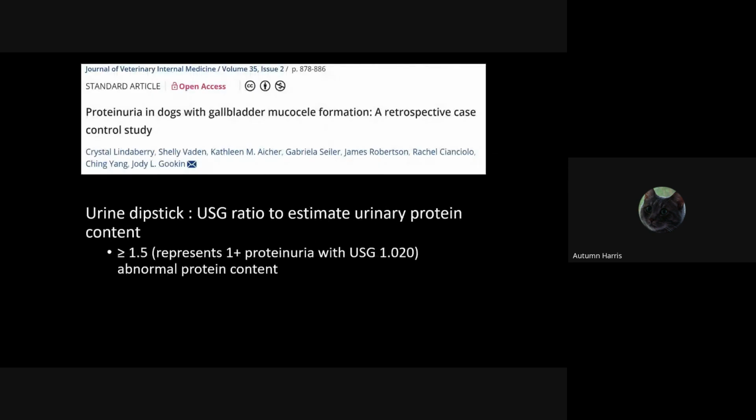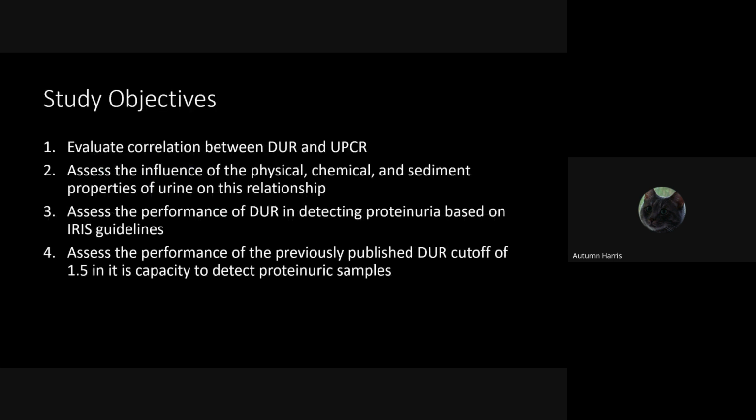There has been one paper published, I think in the last 1 to 2 years, which was this paper, that did use a urine dipstick to USG ratio to estimate urine protein content. They used a cutoff of greater than 1.5 for that ratio, which represented a 1+ proteinuria with a urine-specific gravity of 1020, as being an abnormal protein content to identify patients in that study with proteinuria. That's really the only paper that I could find looking at it.